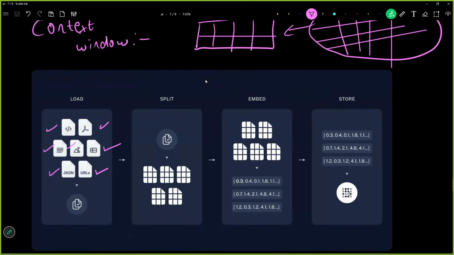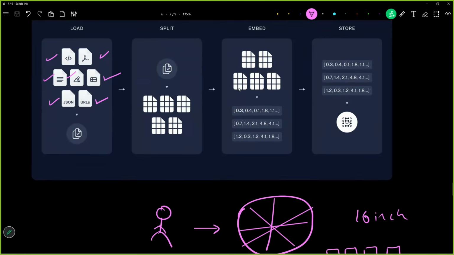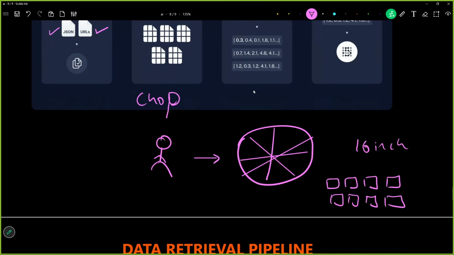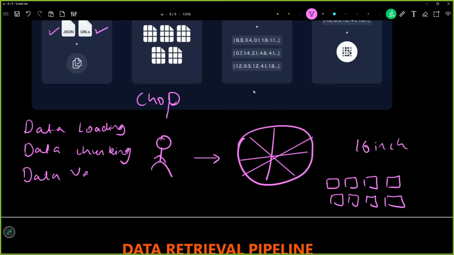So every time, once you load the entire data, chop the data into pieces and move ahead. So this is the second part, chop your data. And chop is not the terminology. The terminology is split or chunk your data. So the steps are data loading. Second step is data chunking. Third step is data vectorizing.